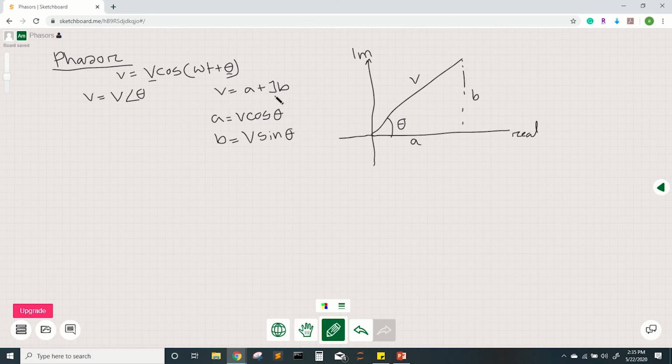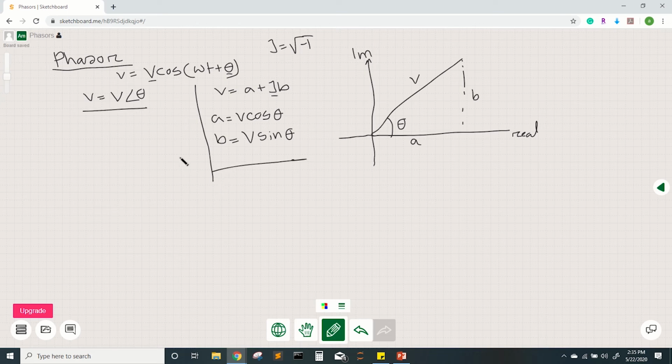And everyone, j is nothing but root over minus 1. In mathematics we call it i, the imaginary number i, but in electrical engineering i has a different meaning: i is current, for ampere. That's why, to avoid the confusion, we use j in this case. So this is the rectangular form and this is the polar form.